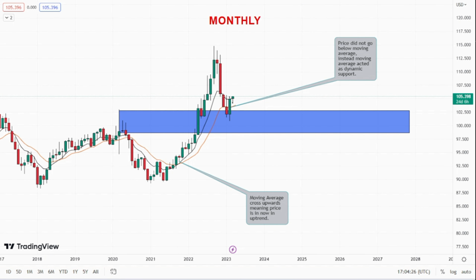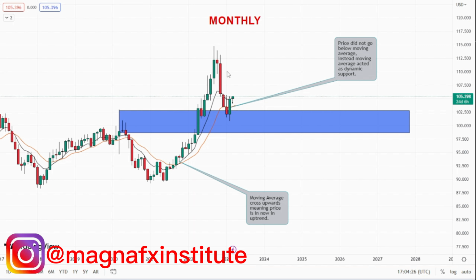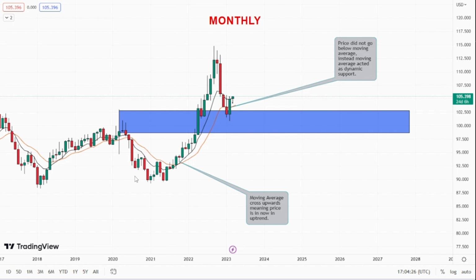So here is the moving average on the monthly time frame. The moving average crosses upwards, meaning price is in an uptrend. I have two moving averages on my chart, which are the 8 EMA, the black one, and the 21 SMA, this orange one here. Whenever the black one goes above the orange one, I consider the trend to be an uptrend, and whenever the black one crosses under the orange one here, I consider the trend to be in a downtrend.